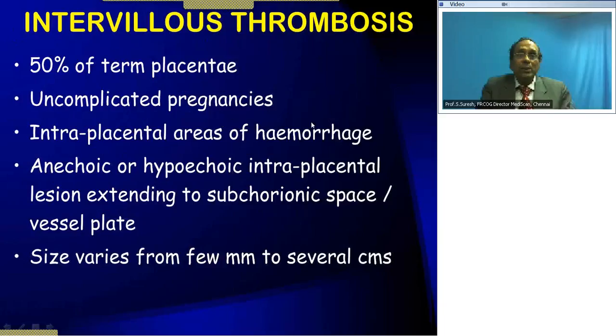Right. Next, we will consider a condition called intervillous thrombosis. Intervillous thrombosis can be seen in 50% of term placentae. So obviously, if it's happening in 50% of term placentae, it is not something you need to get terribly worried about, because you can't have 50% abnormal babies or adverse outcomes happening. It occurs in uncomplicated pregnancies. Basically, there will be intraplacental areas of hemorrhage, anechoic or hypoechoic, or an intraplacental lesion extending into the subchorionic space or near the chorionic plate, and the size varies from a few millimeters to several centimeters.